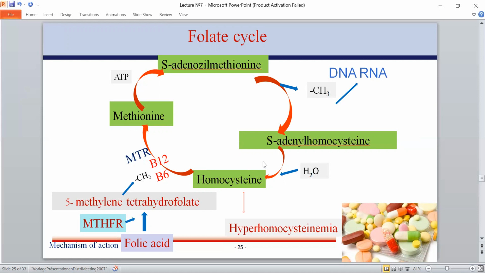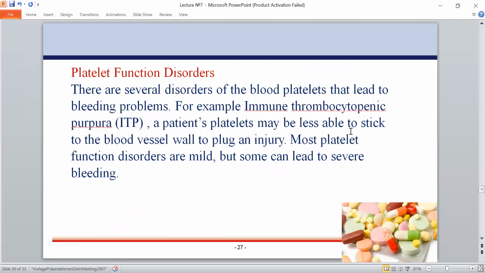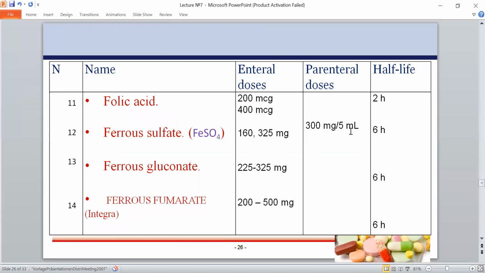Deficiency leads to hyperhomocysteinemia. Hyperhomocysteinemia can lead to blood clot formation and thrombosis of cardiac vessels and other vessels, including in our brain. Folic acid: external dose 200 mcg, internal dose 400 mcg, half-life 2 hours.